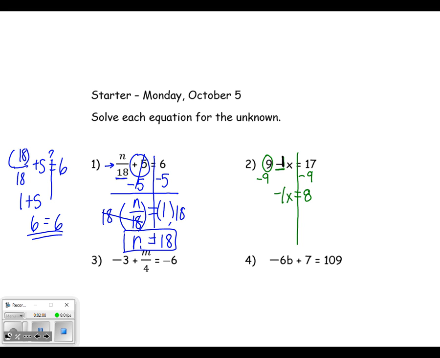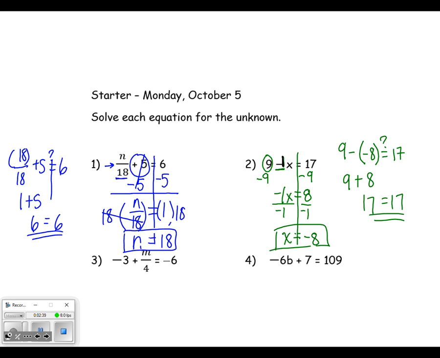Then I need to get rid of this coefficient, and I do that by dividing. I'm going to divide by negative 1 on both sides, which gives me x equals negative 8. And then I can check this. 9 minus negative 8. Want to know if that equals 17? Well, 9 minus negative 8 means 9 plus 8, which is indeed 17. So that answer is correct.